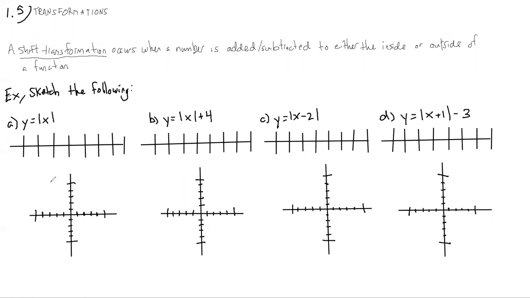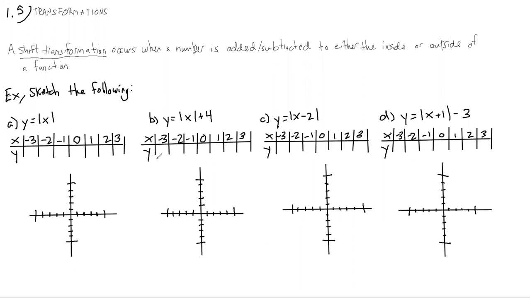So y equals absolute value of x. What I'm going to do is just start filling in some tables of values here. x, y, x, y, x, y. And I always like my tables of values to center around 0. And so I'll do 0, 1, 2, 3, -1, -2, -3. And then I'll just do that for the rest of them as well.